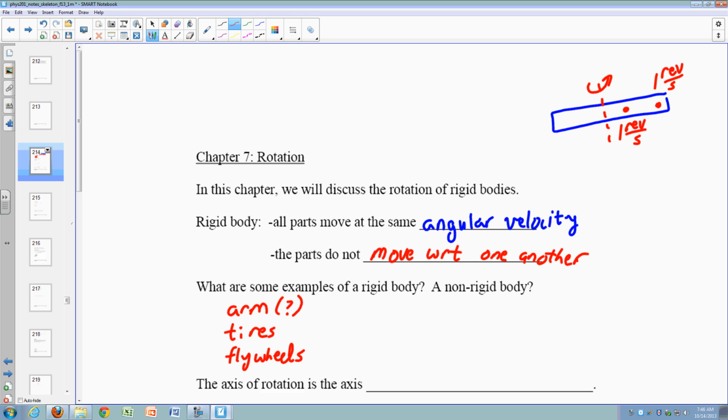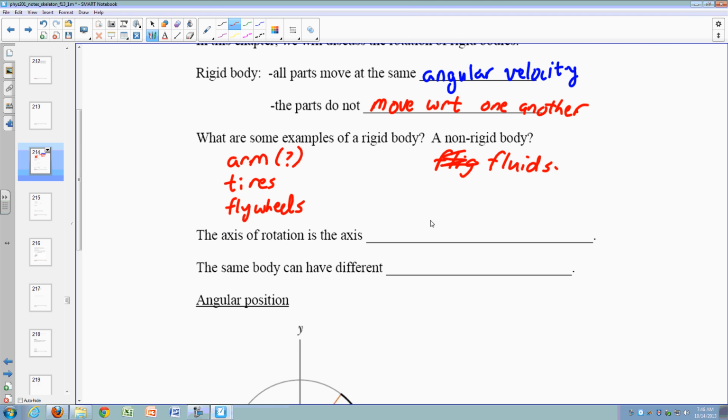Right, so any fluid basically is a non-rigid body. We don't deal with fluids. I mean, some of you engineers will take a fluids class where the physics is quite a bit different for fluids. All right. The axis of rotation is the axis about which the body rotates.